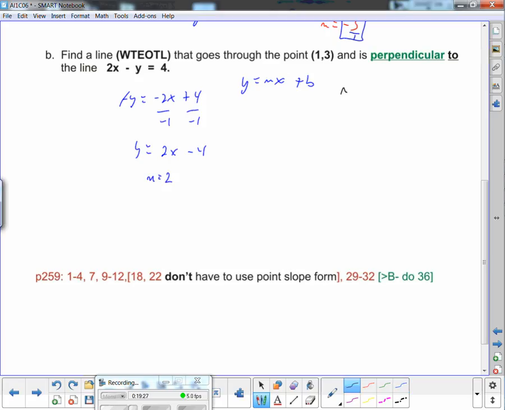What is the slope of our perpendicular line? You got to think about this one. The slope of this line is 2. Our perpendicular line has a slope of? Awesome, -1/2. Great.